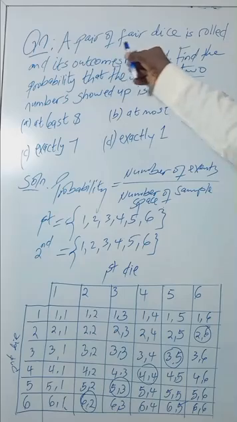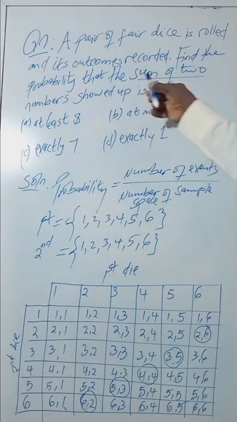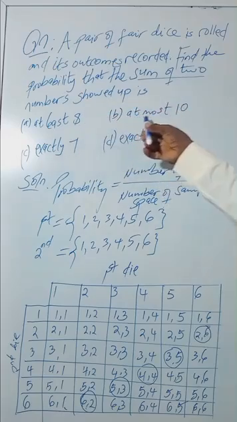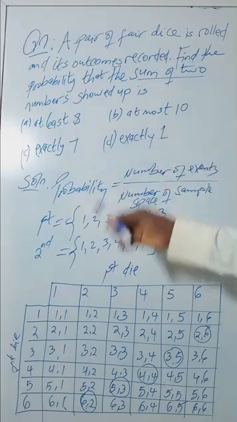Okay, the question says a pair of fair dice is rolled and its outcomes recorded. Find the probability that the sum of the two numbers showed up is at least 8, at most 10, exactly 7, exactly 1.